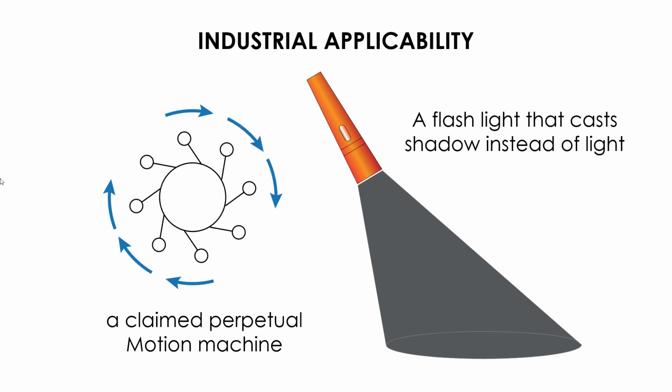And another one, which may sound ridiculous, may be a flashlight that instead of light, shadows or black beams come out of it, which can only be possible in fictional stories. So that's it. I have shown you how I assess the industrial applicability, novelty, and inventive step.